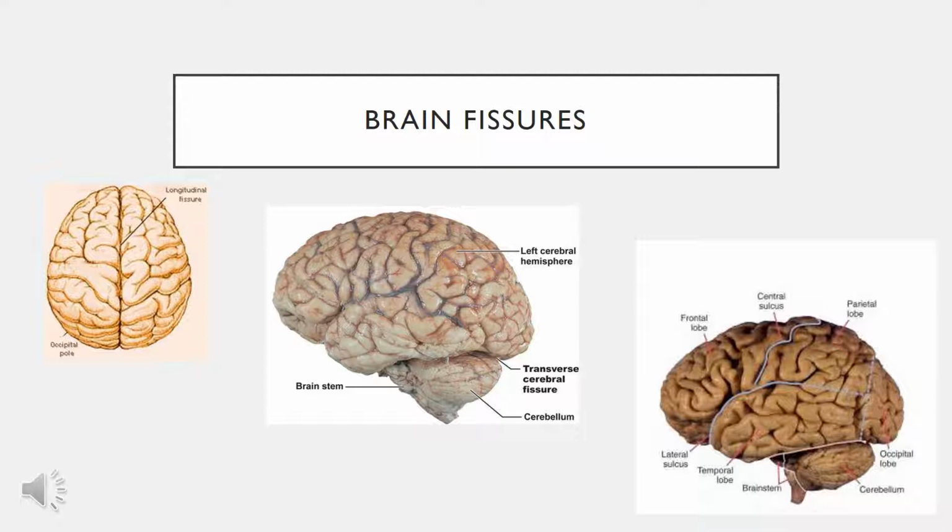So brain fissures actually divide the brain into a couple different regions. We have our longitudinal fissure that divides into the right and left hemispheres. The transverse fissure separates the occipital lobes from the cerebellum. And our central fissure, which is more commonly referred to as the central sulcus. So the central sulcus divides the frontal lobe from the parietal lobes. We also have the Sylvian fissure, or the lateral fissure, that divides the frontal, parietal, and temporal lobes.